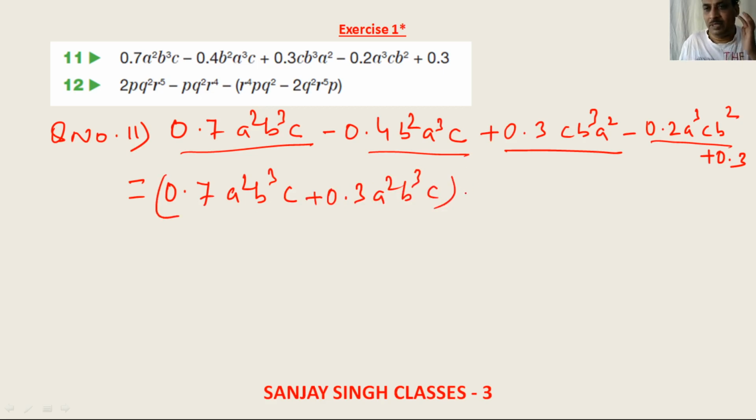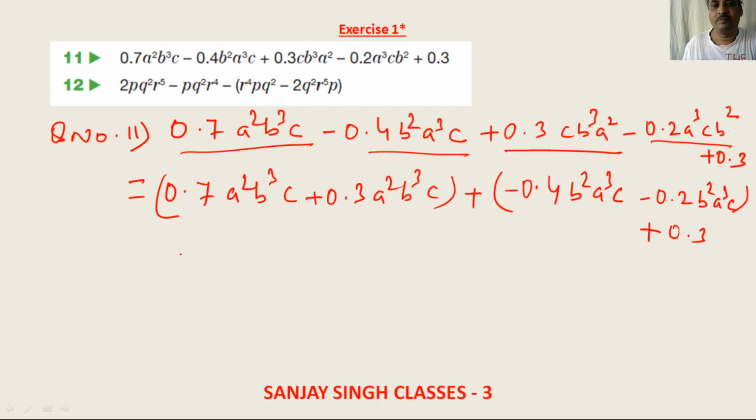Then again, common terms are these two: minus 0.4 b square a cube c, and here it is minus 0.2, same b square a cube c. We can write b square a cube c and plus 0.3. This is giving us 0.7 plus 0.3. So we will add them together. It will become 1.0 or 1.